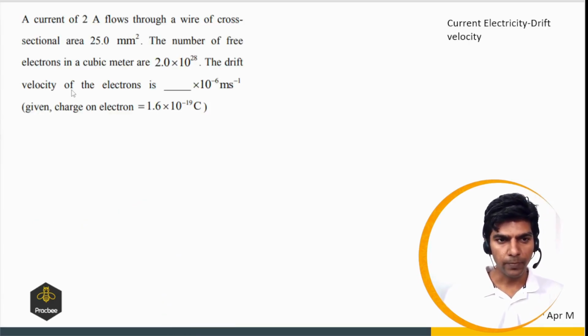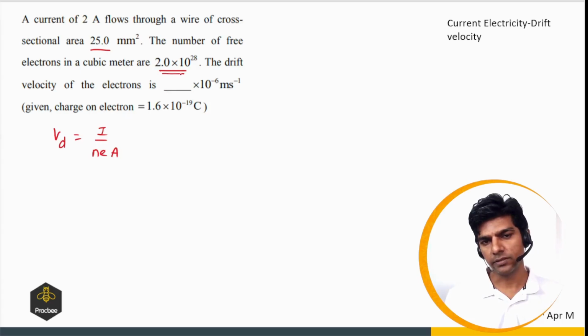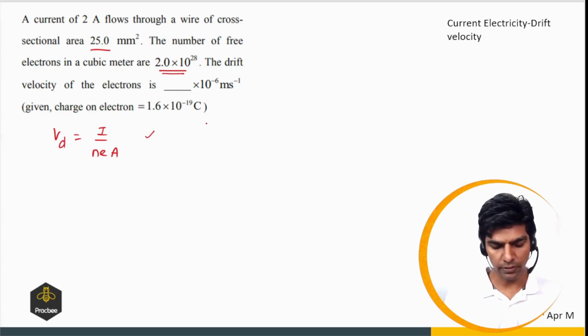Let us see the next question. A current of 2 ampere flows through a wire of cross-sectional area 25 square millimeter. The number of free electrons per cubic meter is 2 into 10 raised to power 28. Basically, this is given as number density, or number of charge carriers per unit volume. We need the drift velocity of the electron. Again, same question based on the same concept. We have to use Vd as I upon NeA. Area is given, current is given, number density is given. So by substituting the values, we'll get the answer. The answer is 25 in this particular case.